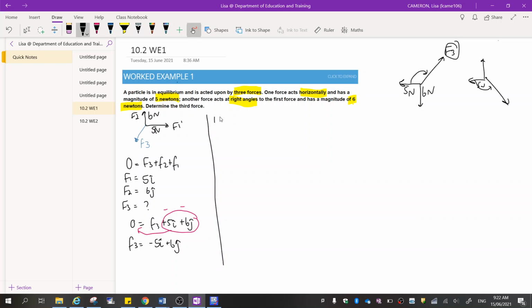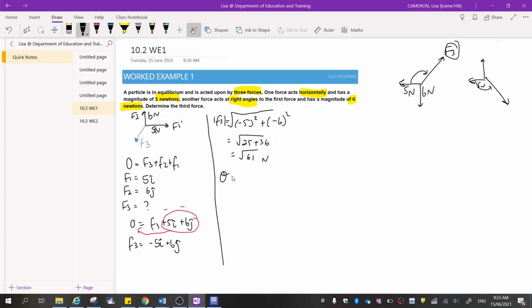Now the magnitude of force F3 is going to be equal to the square root of your x component squared plus your y component squared. Now, when I square those, if I put brackets around it in my calculator, it will do it for me. Otherwise, I just need to know minus 5 squared makes 25. Same thing down here, 36, which will give me the square root of 61. So the magnitude is the square root of 61 newtons. It's the length of this line here.